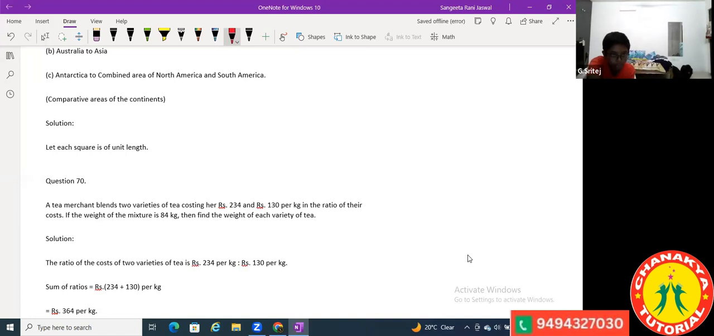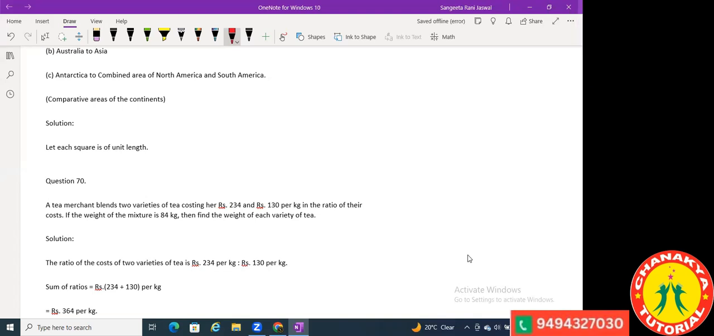A tea merchant blends two varieties of tea, costing her 234 rupees and 130 rupees per kg, in the ratio of their costs. If the weight of the mixture is 84 kg, then find the weight of each variety of tea. Now, in this question, 2 varieties of tea are mixed. After mixing, the weight of the mixture is 84 kgs. So now you have to find how much of each variety is mixed.